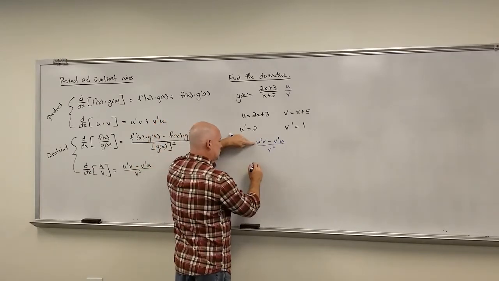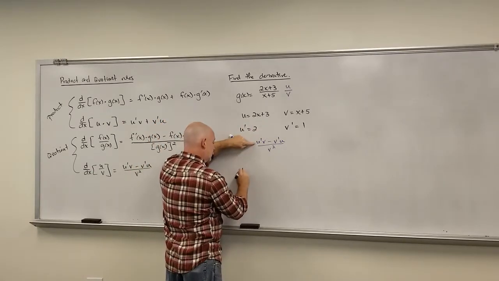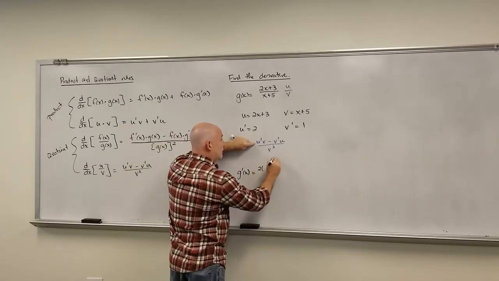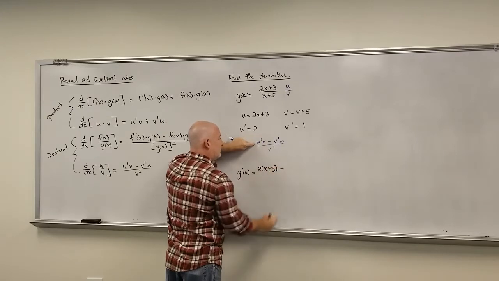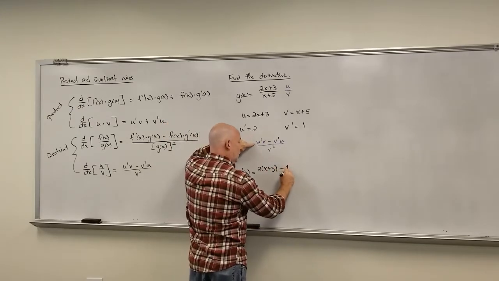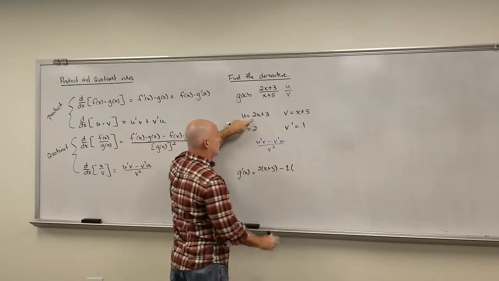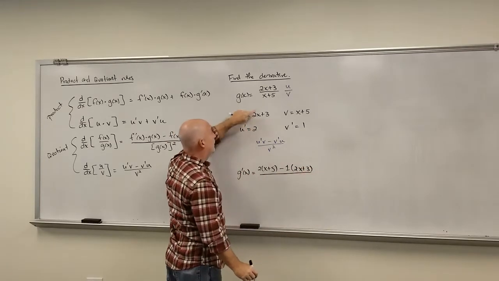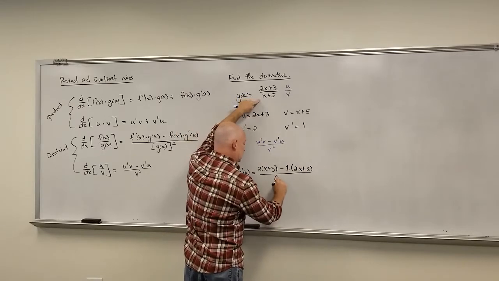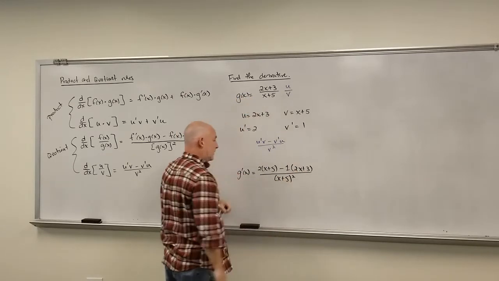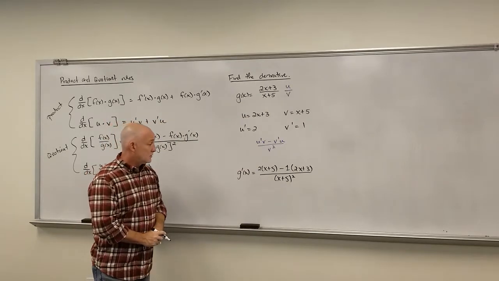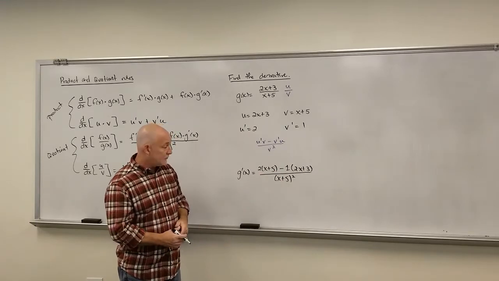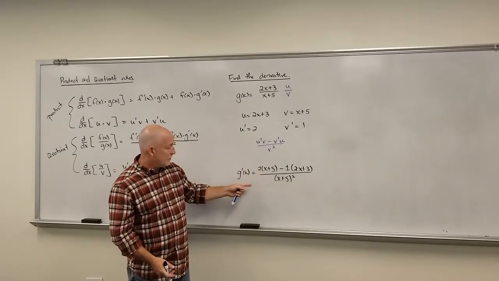So u prime is, oh, by the way, our function is g, so our derivative g prime of x. So u prime would be 2 times v, which is x plus 5, minus v prime, which is 1, times u, which would be 2x plus 3, all divided by v, whatever the denominator is, squared. All right, so there we go. We found our first derivative. Again, simplification is going to happen after this. This one's pretty quick and easy, so I'm going to go ahead and do this.